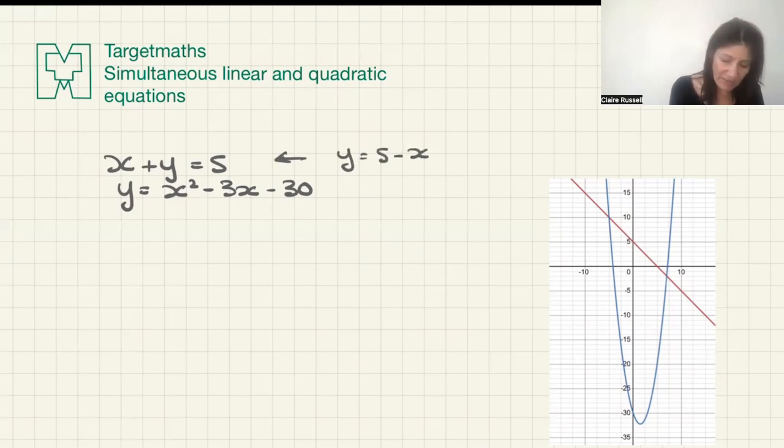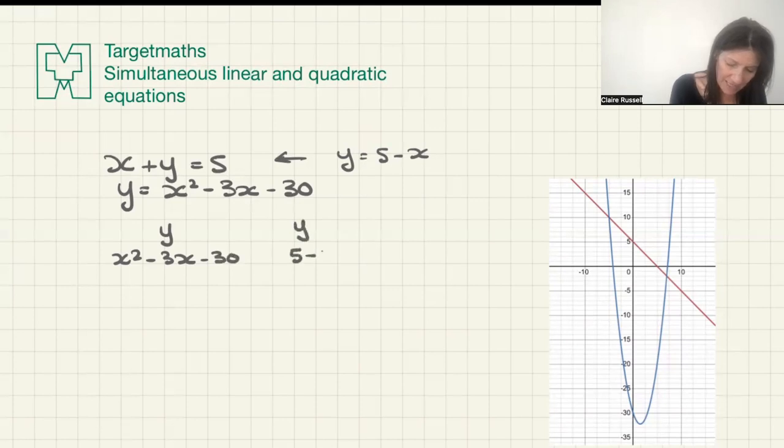And then what I'm going to be doing is I'm going to say, well, I've got a y equaling x squared minus 3x minus 30. I've also got a y equaling 5 minus x. Those are my facts. I've got a y that equals this, and I've got a y that equals this. Now, y equals y. So these two different expressions can equal each other because they are both y.